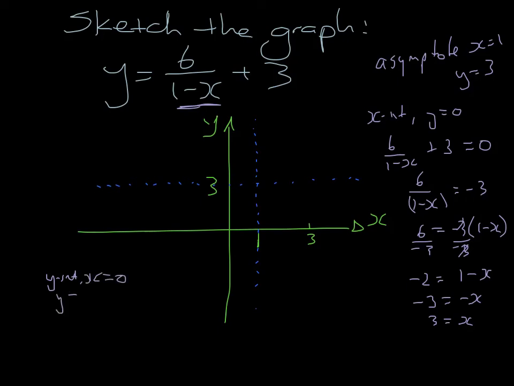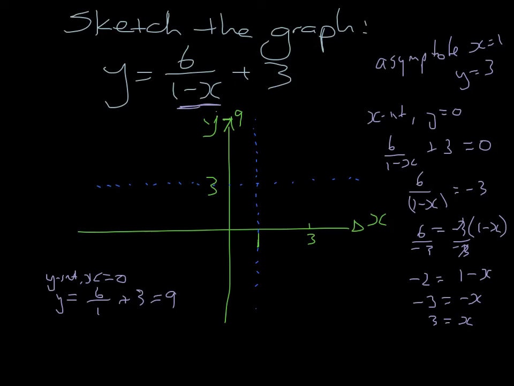So y will be equal to 6 over 1 take away x. X is equal to 0, so that's just 1 plus 3. 6 plus 3 is equal to 9. So that tells us that on our y scale, it'll be up here somewhere. At 9 is where we'll have a y-intercept.